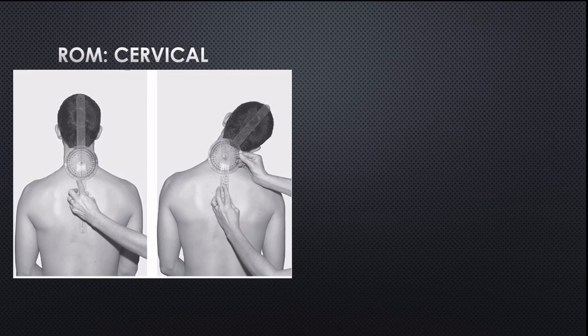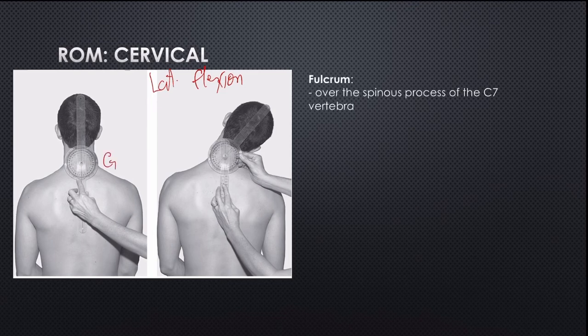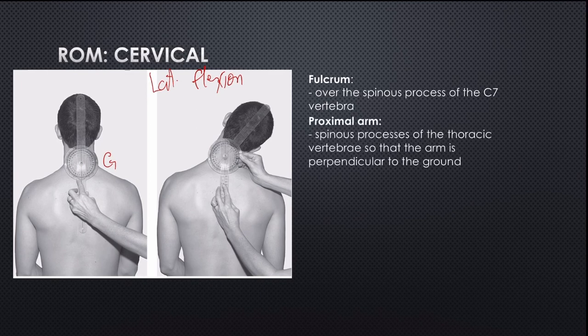Okay, next, after flexion anterior, we also have side flexion or lateral flexion. For lateral flexion, if you can recall the most prominent vertebra or spinous process in the cervical region, C7, that's the placement of the fulcrum, the spinous process of the C7 vertebra. Okay, then the proximal arm. Proximal arm, it should be what?